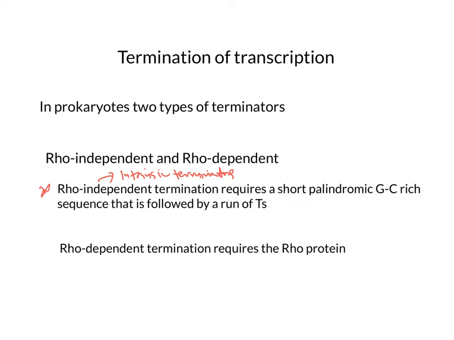just require a termination sequence on the DNA. So that sequence is a short palindromic GC-rich sequence that's followed by a run of Ts. Rho-dependent termination, on the other hand, requires the action of a protein called Rho. These Rho-dependent terminators have less well-conserved sequence components. So let's first look at Rho-independent terminators, which are probably the most common in bacteria.